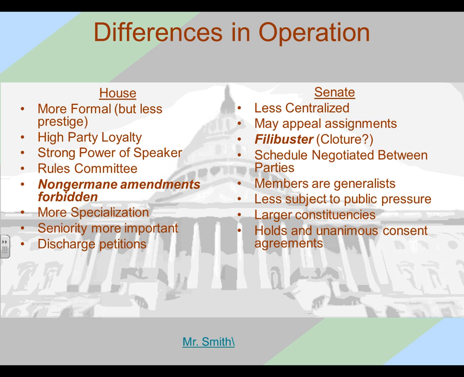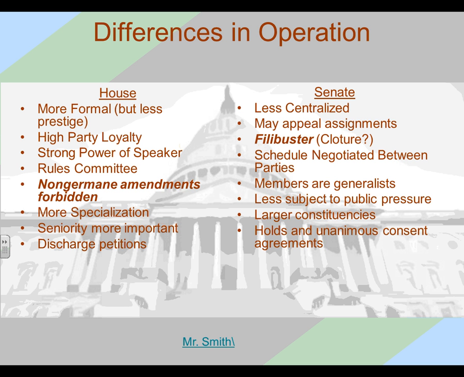One of the elements of leadership in the House that is really, really strong is the Speaker of the House, the position of House Speaker. Now, the Speaker of the House is elected by the members of the House, which obviously means they're elected by the majority party in the House, right? Because that's how it works.